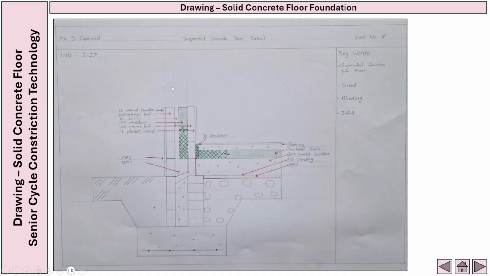When you have it drawn, this is how it should look on your page here. So you've got your traditional 350 cavity construction foundation here with your horizontal blocks, and then you've got your solid concrete floor just over on the right hand side here with your traditional 350 cavity construction. Be sure to label and annotate your drawing, and make sure to include your keywords then on the right hand side as well.